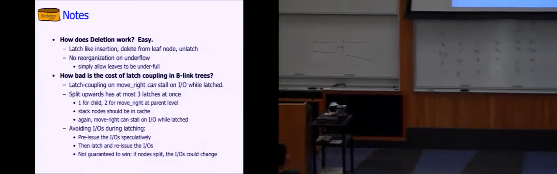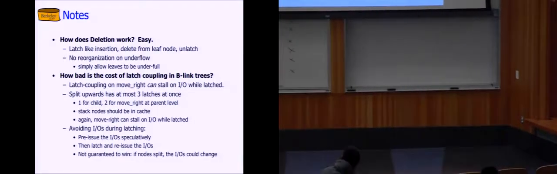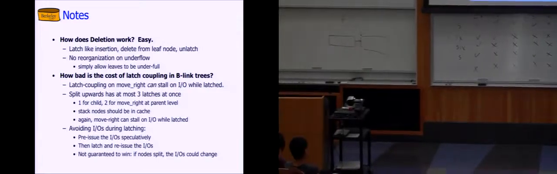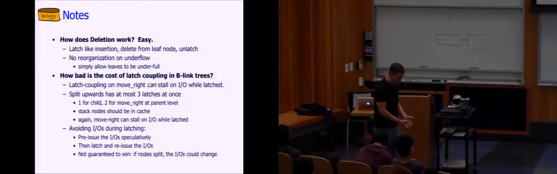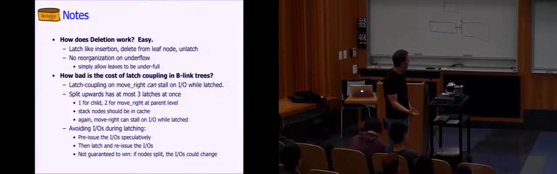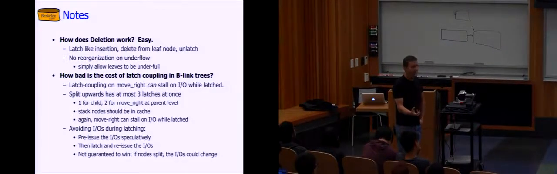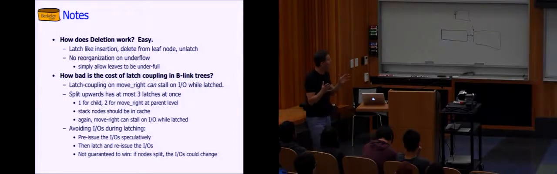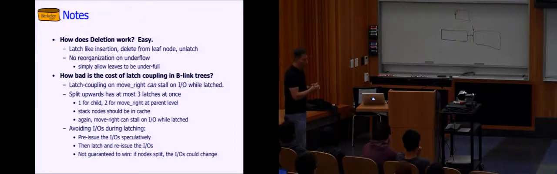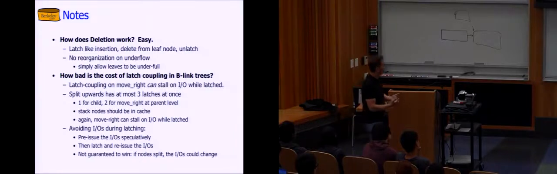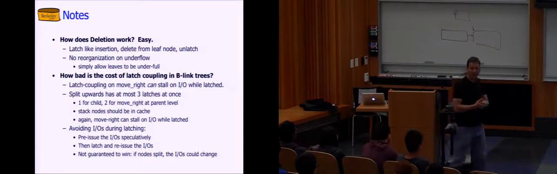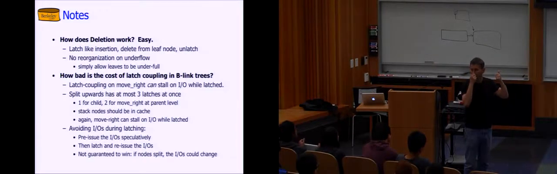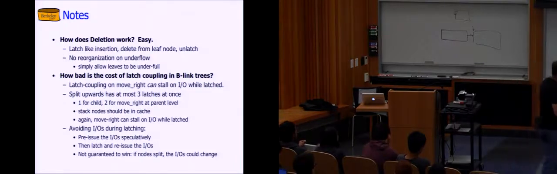How does deletion work? Well, we're going to make it really easy. It's going to work just like insertion. You get to the leaf level, you do move rights and latch the node you want to delete from. You delete the item in the leaf node, and you unlatch. We're not going to do any space reclamation or any underflow management, so we don't reorganize underflowed leaf nodes. We'll just let them be underfull. And then it's trivial. That's usually fine because most trees are not delete heavy. They're usually insert heavy or static.